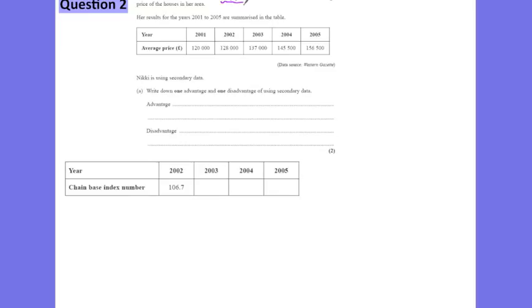So, an immediate advantage is that it's quick, it's easy. You do not have to do the work yourself, you're getting it from somewhere else. So it's quicker, it's easy, and in many cases, it's cheaper. You do not have to spend your time collecting the data. Getting it from a source like a newspaper does not cost very much money.